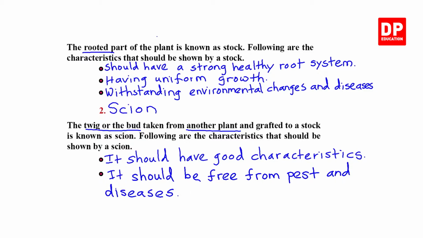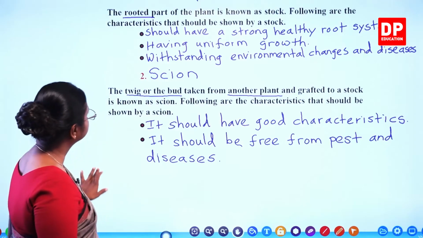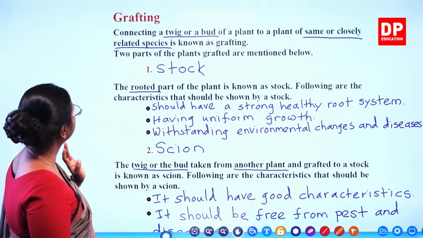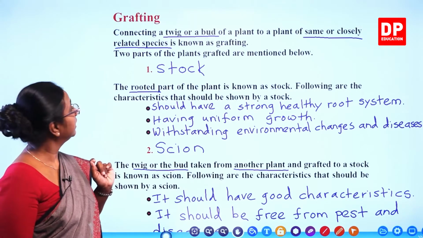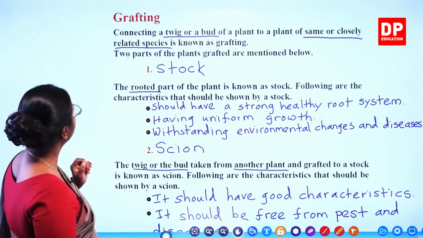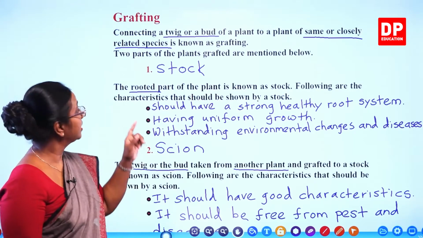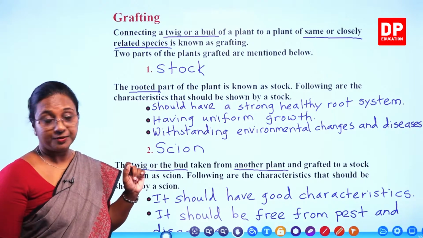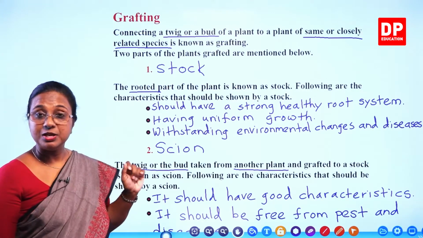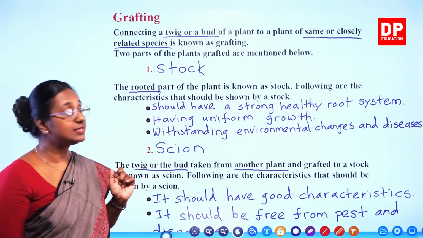So those are the characteristics. So we are discussing the grafting technique, students. Connecting a twig or a bud of a plant to a plant of the same or closely related species is known as grafting. In that, the two parts of the plants grafted are mentioned below. One is the stalk, the other one is the scion.